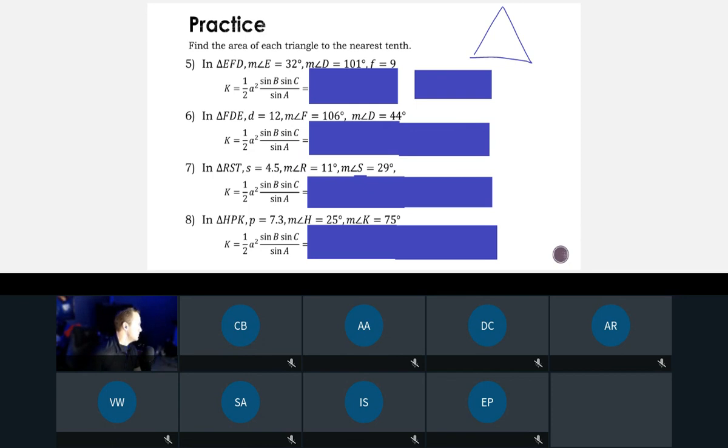So triangle EFD. Angle D is 101. Side F is 9. It's an E, by the way. So 9. And angle E is 32. Okay, so I drew my triangle.